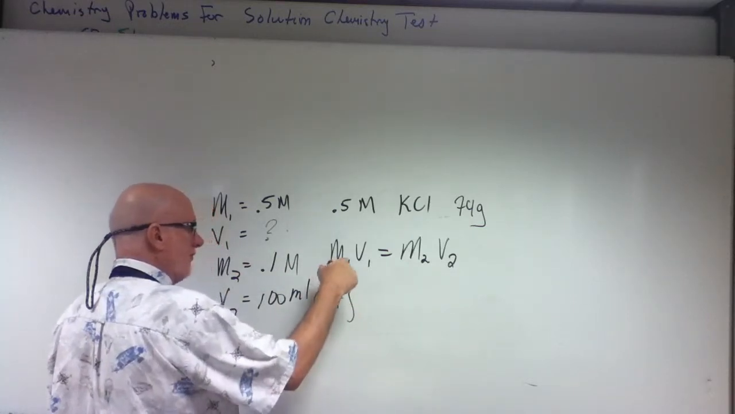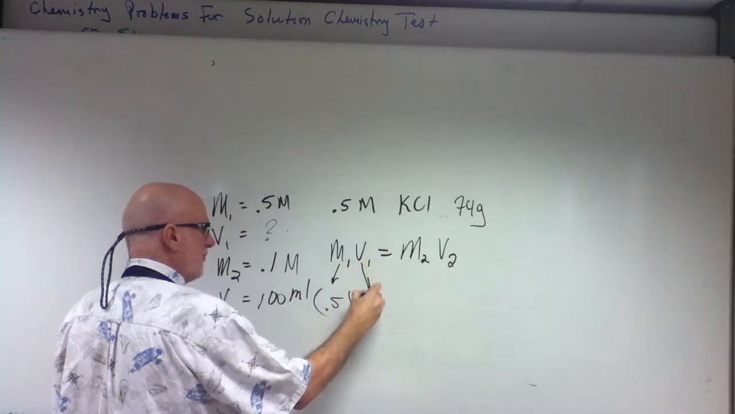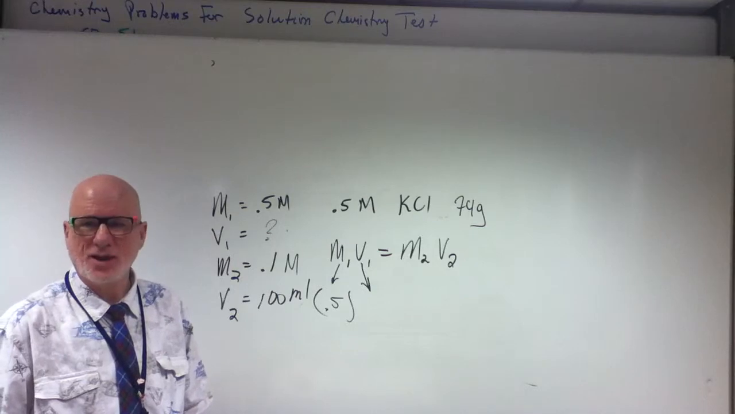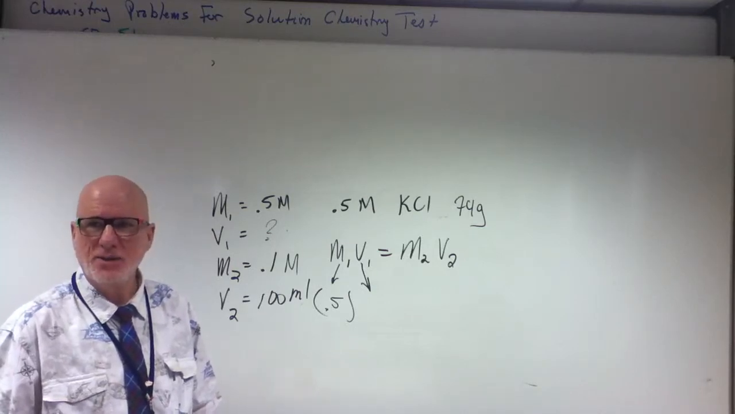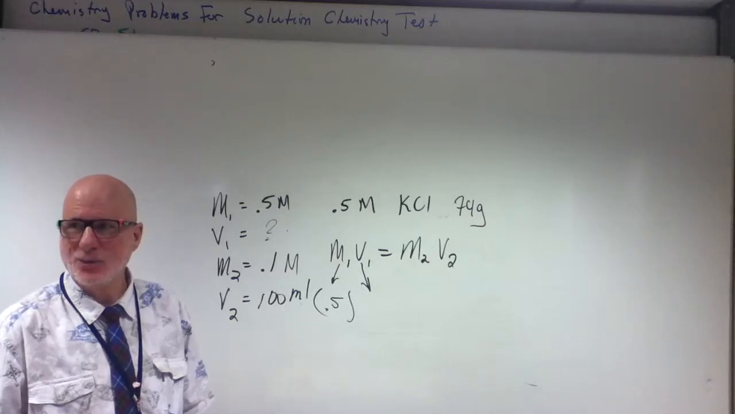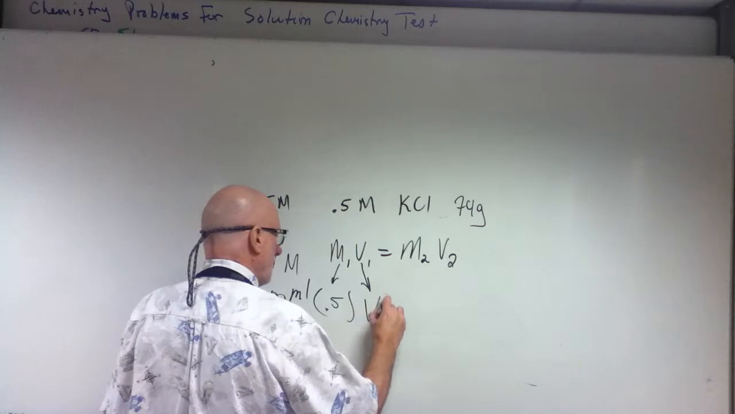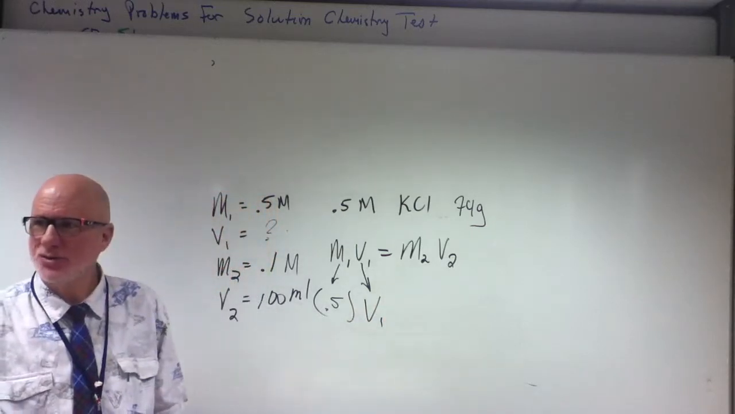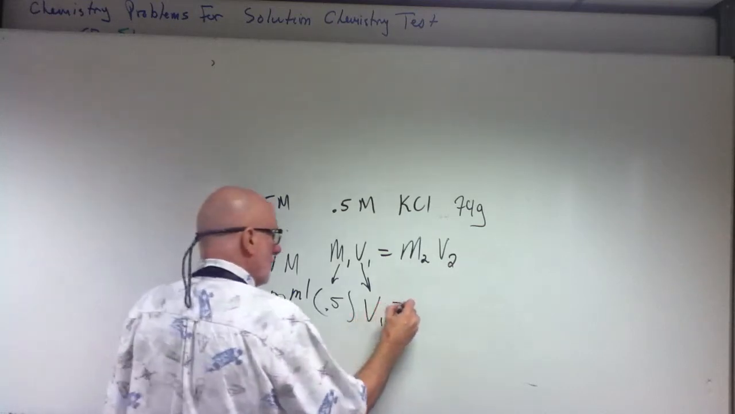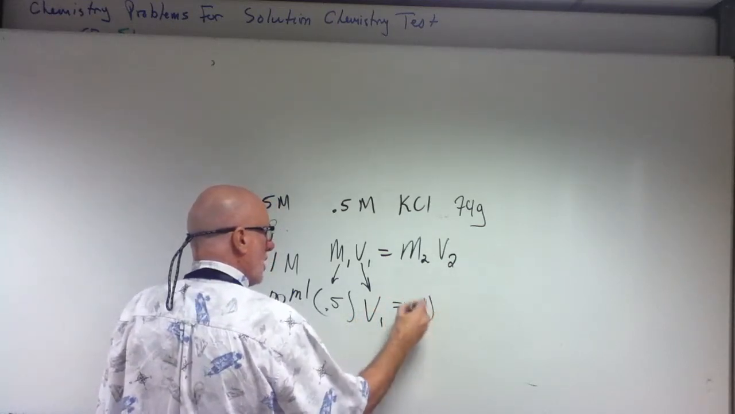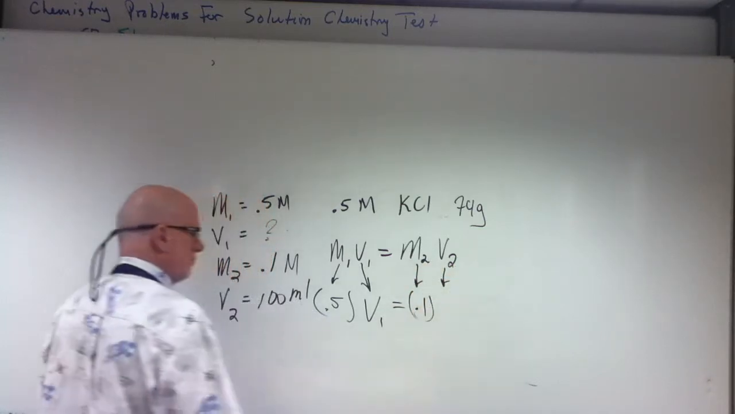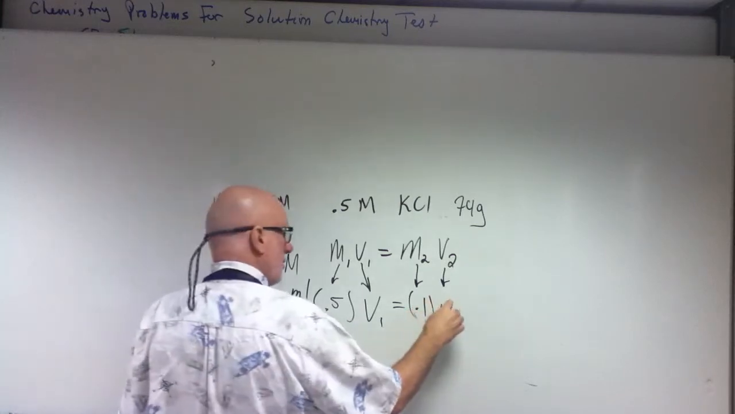So it's going to be 0.5. What am I going to put for V1? Don't do X, man. Don't do X. Get over it. Be friendly with letters. Put there what it is. V1. Don't put X. You'll be completely confused, right? Put it what it is. Equals 0.1. And then what's V2? 100.